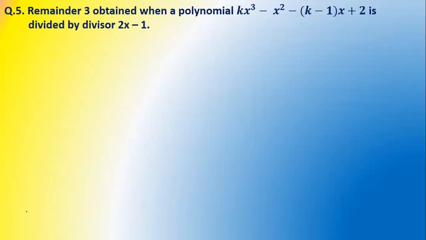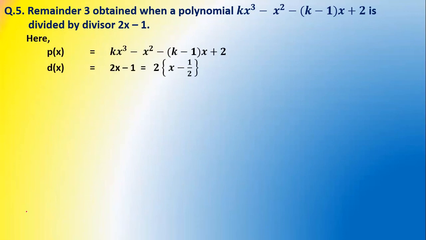So this example also says that the remainder 3 is obtained when the polynomial kx cube minus x square minus (k minus 1)x plus 2 is divided by the divisor 2x minus 1. Now the idea is very much similar. Here the polynomial p(x) is given to us, and the divisor is 2x minus 1. We know that it has to be expressed in the standard form, x minus a. So when we take out 2 common, within the bracket we can see the x minus a form. So the value of a would be 1 by 2.